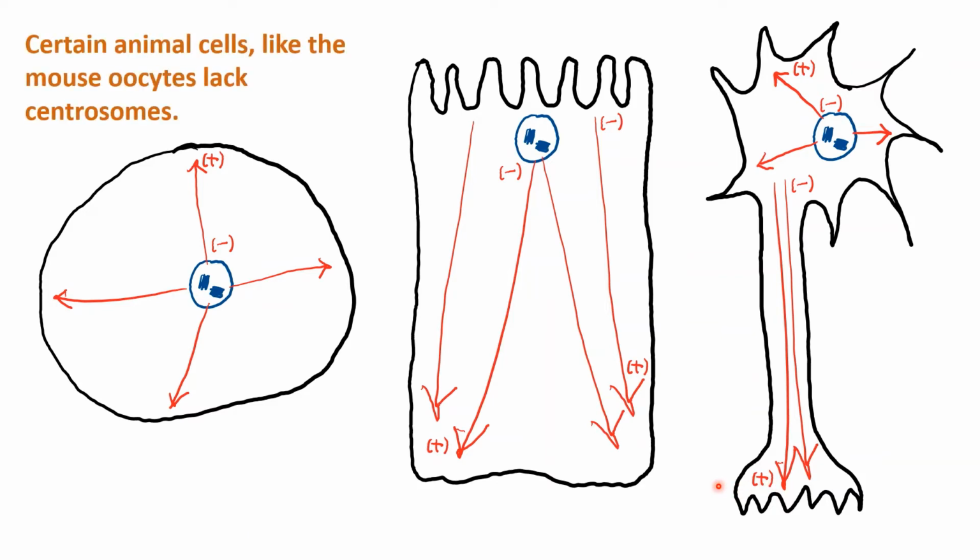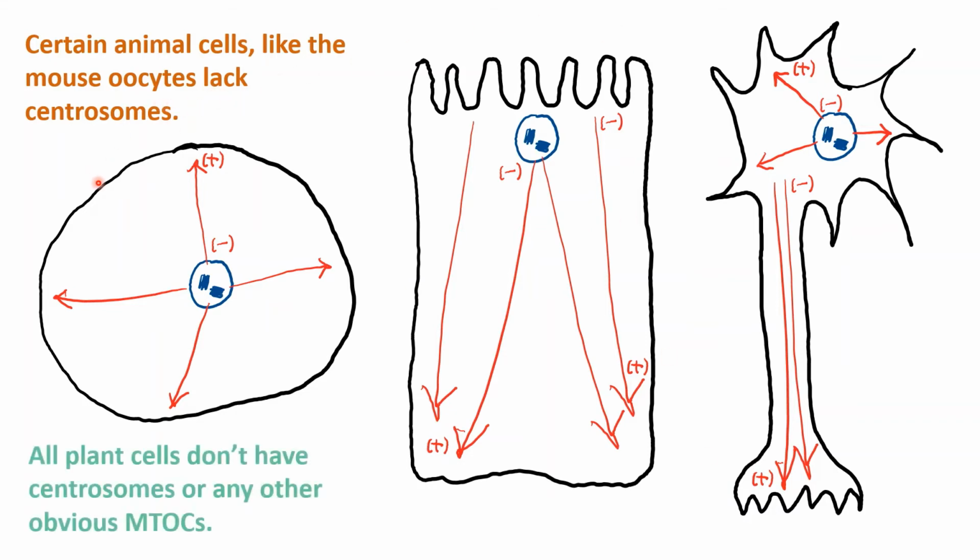Now take note, certain animal cells like the mouse oocyte lack centrosomes, and plant cells do not have any obvious microtubule organizing centers at all. They don't have centrosomes, nor centrioles, nor any other obvious alternative for the centrosome, the organizing center.